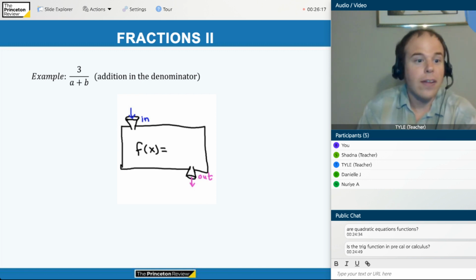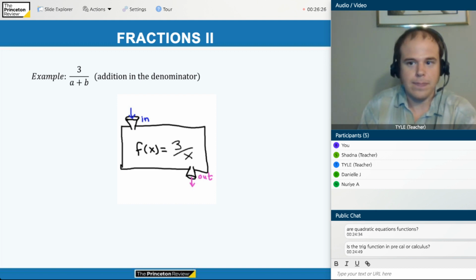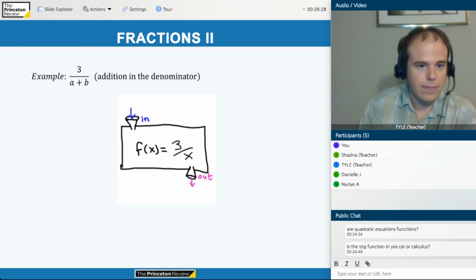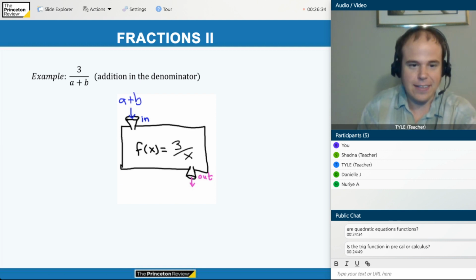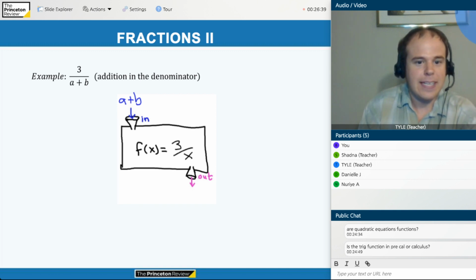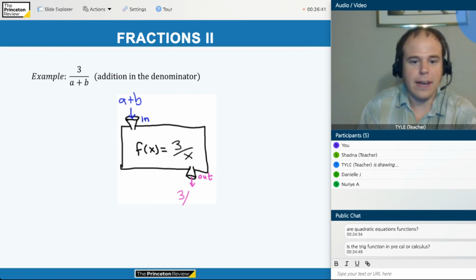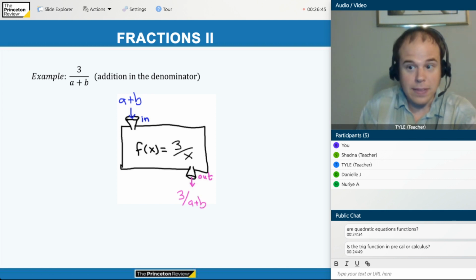What about this other similar looking operation with fractions? In this case, it's 3 divided by our input. That's the function that we're working with. So we're putting in a plus b, and we're saying 3 divided by that. 3 divided by the thing that we're plugging in. And what that spits out is 3 divided by a plus b. And the question is, are we allowed to split this up as 3 over a plus 3 over b?